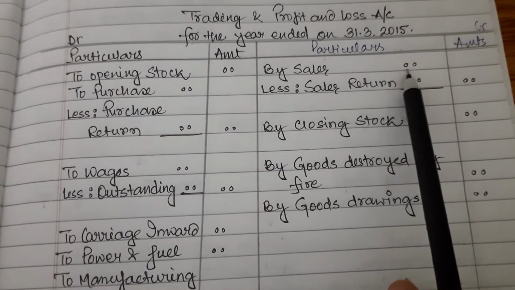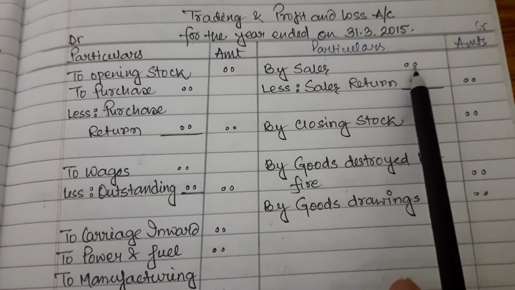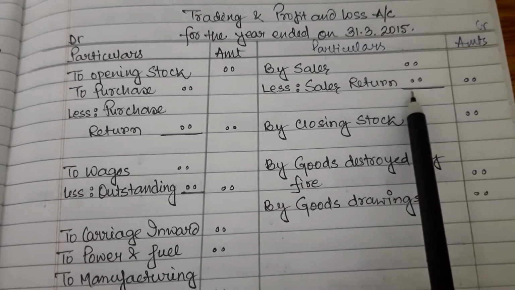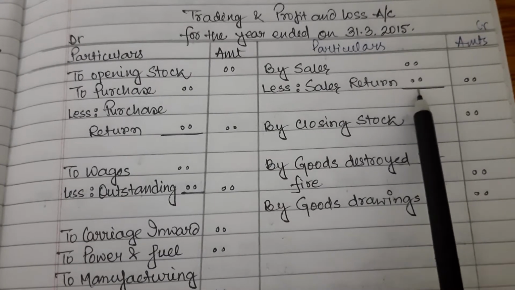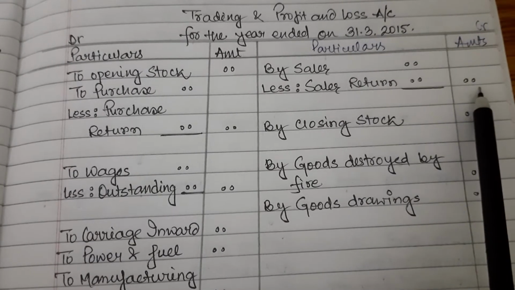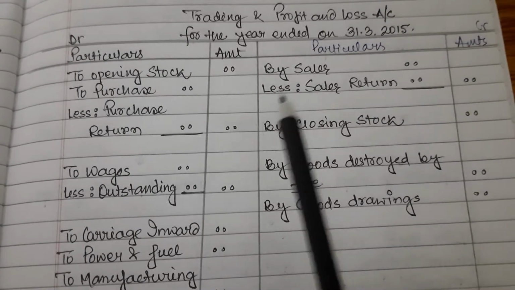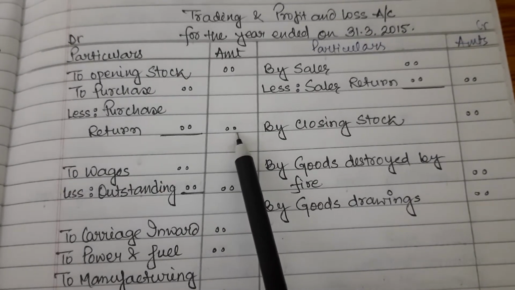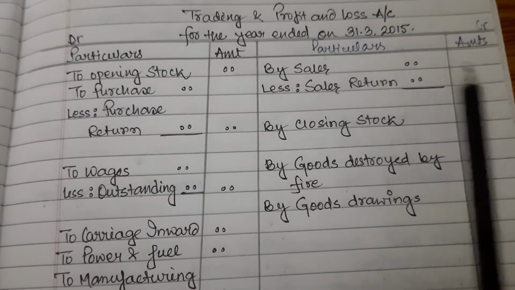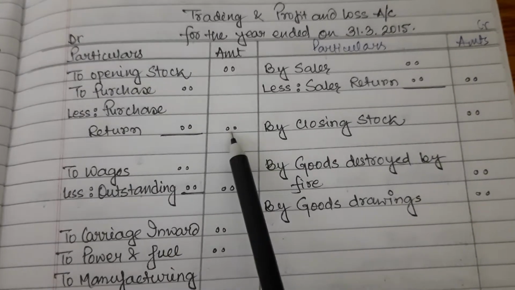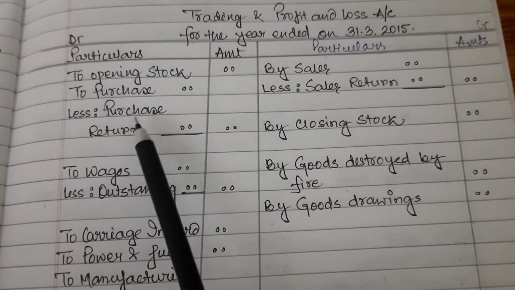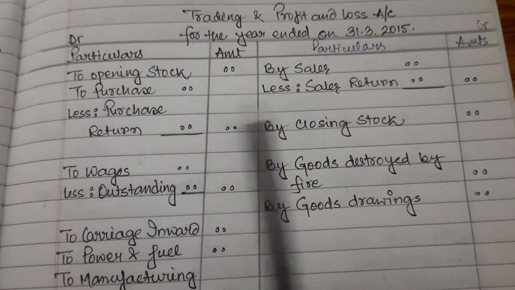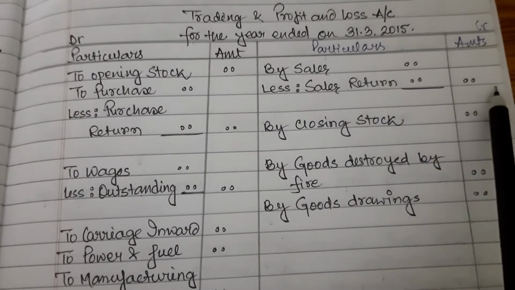And in credit side you have to write the sales, that means income, and if there is any sales return you have to deduct that at first to get the net sales. So in trading account we are supposed to mention net purchase and net sales. This can be derived by deducting purchase return from purchase and sales return from sales.